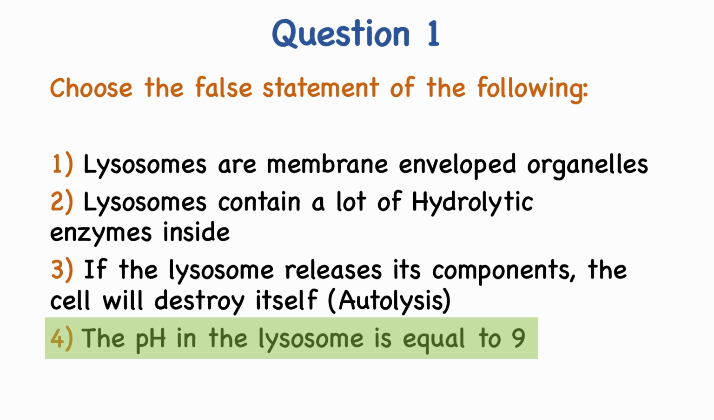Lysosome provides an acidic environment for its enzymes to function, meaning that the pH is less than 7, which is about 5.